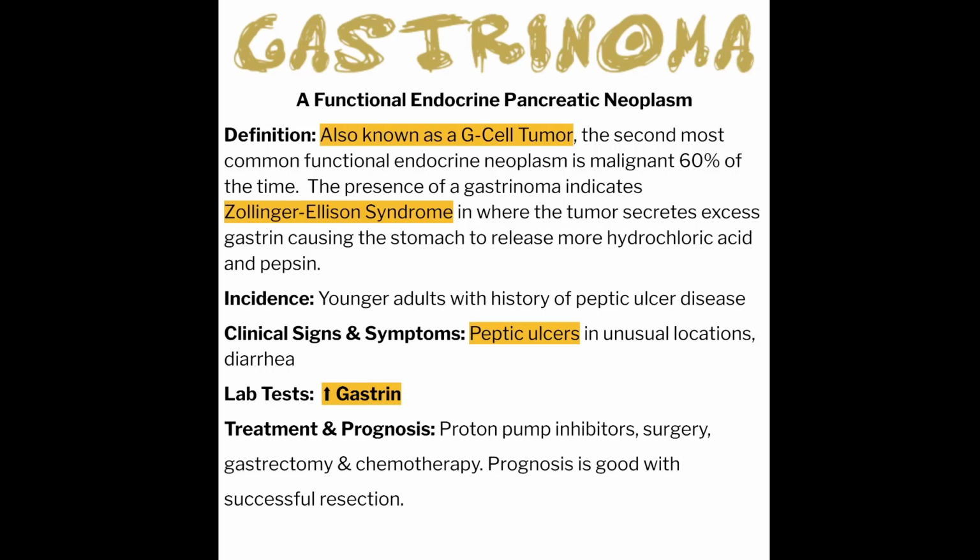Now, treatment and prognosis for the gastrinoma: if it is benign, typically they're probably going to take it out just to help the patient out in that sense, but they can also put them on proton pump inhibitors, which tells the body to not make as much hydrochloric acid, so it's trying to counteract what the gastrin is doing. They can do surgery to get rid of the tumor. They can do a gastrectomy where they remove the stomach, and they can also do chemotherapy. As long as they can get the tumor out successfully, prognosis is actually pretty good with these.